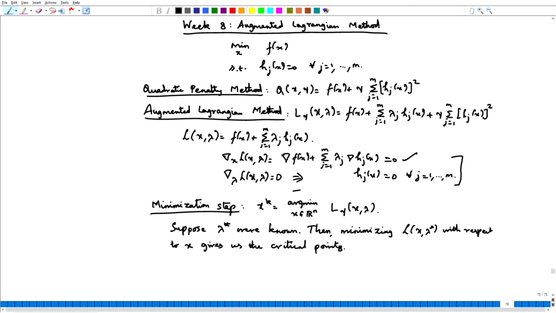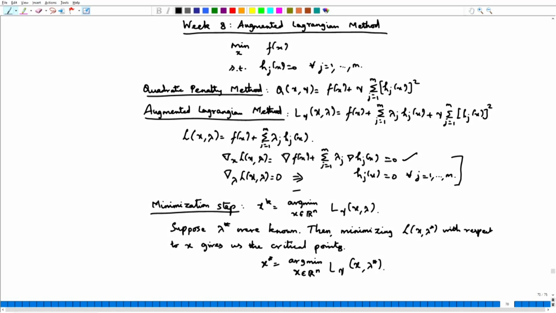So, that is what happens here as well. Suppose some genie comes and gives us the value of lambda star. Then it turns out that x star is just argmin over x in R^n of L_gamma(x, lambda star), for any gamma positive. Good. But we do not know the value of lambda star. So, what do we do?